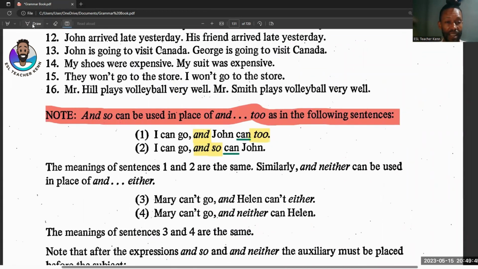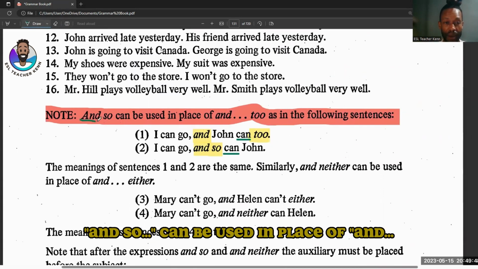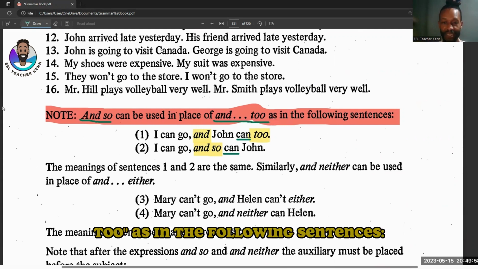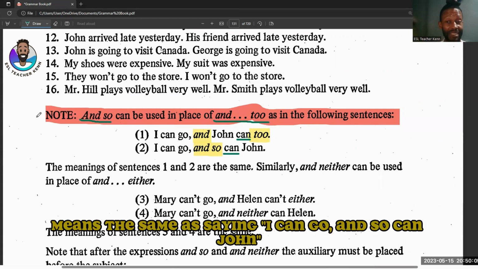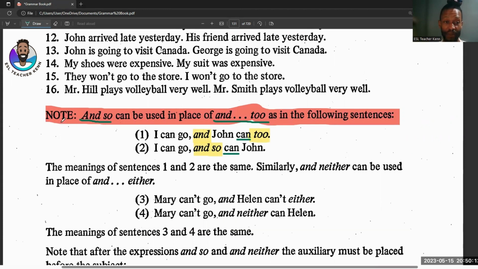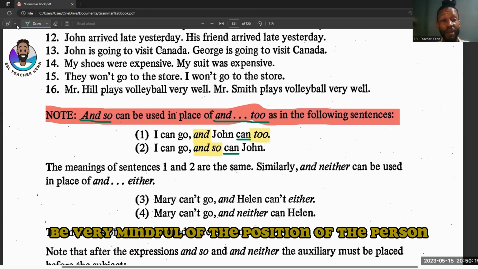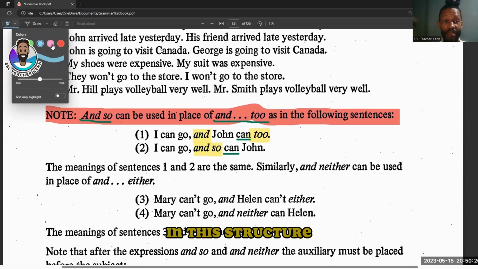It says, "And so" can be used in place of and, to, as in the following sentences. I can go and John can too means the same as saying I can go and so can John. Be very mindful of the position of the person in this structure.